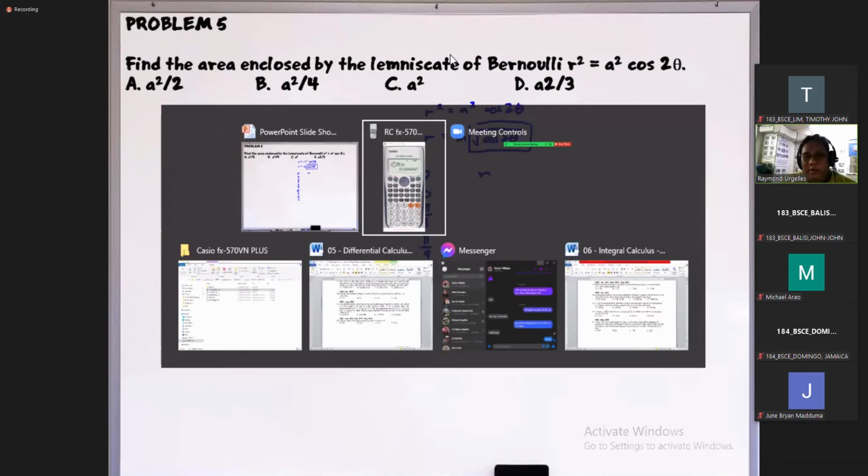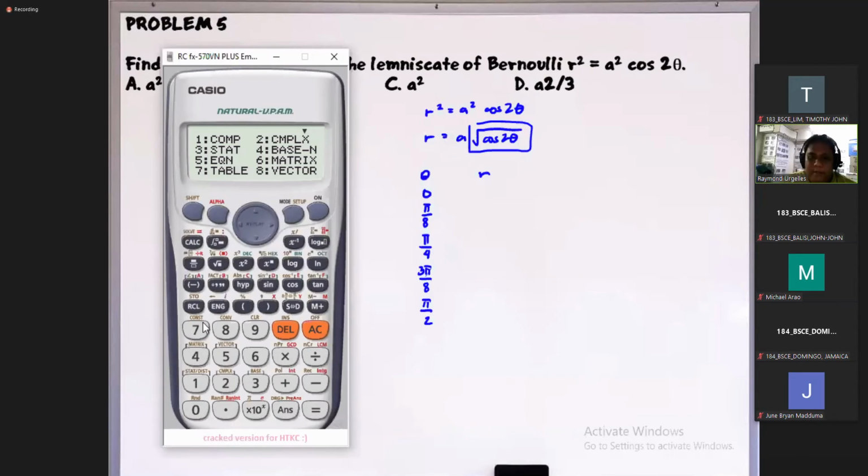Ang gagamitin ko dito is the table mode, kasi marami tayong isosolve. Kaya mas madali ito pag ginamitan natin ng table mode. Since hindi papasok tong constant na to dito, we can just factor that out. Then evaluate lang natin tong square root na to.